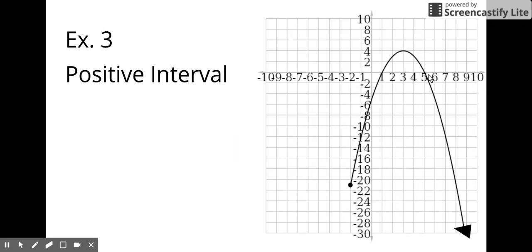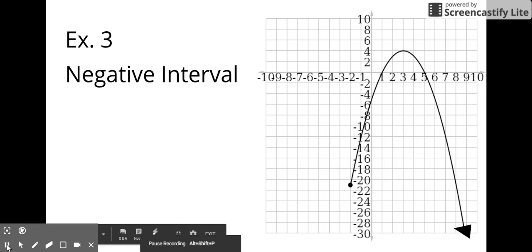For this example, we have two x-intercepts at (1, 0) and (5, 0). So the positive interval is between 1 and 5. So we write that 1 is less than x is less than 5. And again, we don't include the 1 or 5 because if we included them, we'd be saying that your y value is positive there, but 0 is not positive.